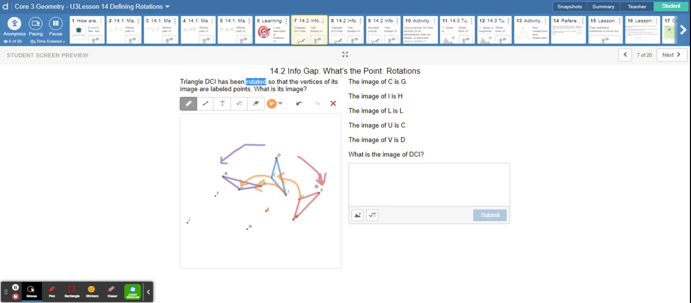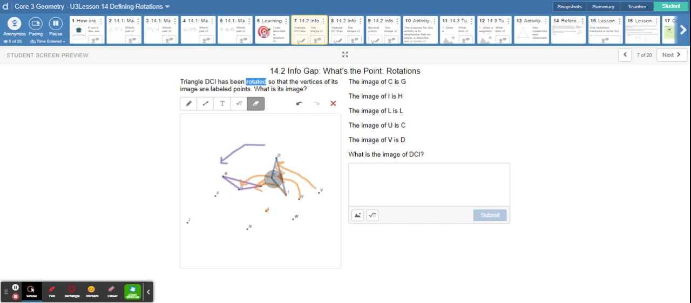V goes to D, so V would go this way. I'm going to erase these for a second. What do we notice? All the arrows are going in the same direction, this way, so it must be going counterclockwise. But they didn't tell us that. They gave us all this information that kind of led us to that. That's helpful. So maybe it's BGH, because all these arrows are pointing and going in this direction.